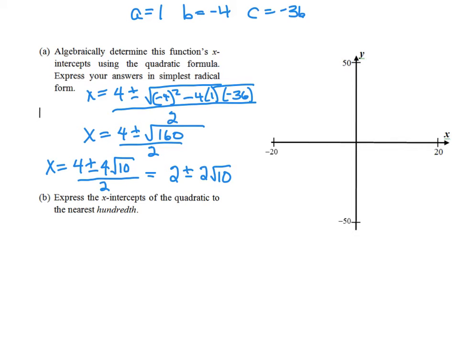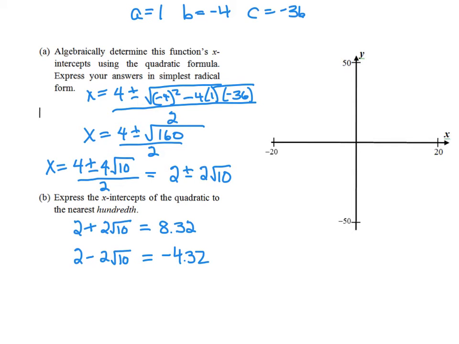So in part B it says, let's express those x-intercepts correct to the nearest hundredth. If I go to my calculator and enter 2 plus 2 radical 10, go ahead and put that into your calculator, and then round your answer to the nearest hundredth. I got 8.32. Enter it in your calculator and make sure you're getting that same answer. Now take a minute to enter the other one, 2 minus 2 radical 10. Did you get negative 4.32?